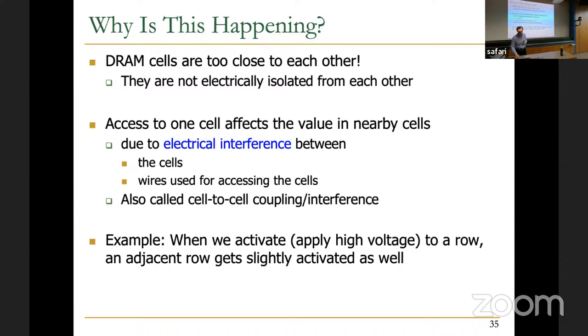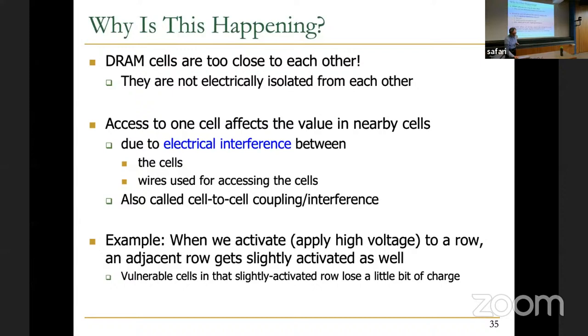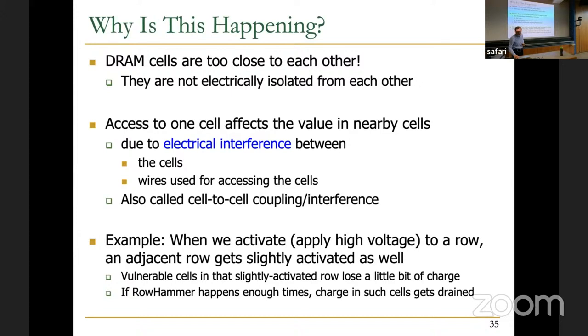But I like this abstraction: when you activate or apply high voltage to a row, an adjacent row slightly gets activated as well. And vulnerable cells in that slightly activated row lose a little bit of charge, as I said earlier. And if RowHammer happens enough times, if you do these activations enough times, charge in such cells gets drained. And this should happen before refresh happens, of course. If you do a periodic refresh, then you refresh the cell's charge.